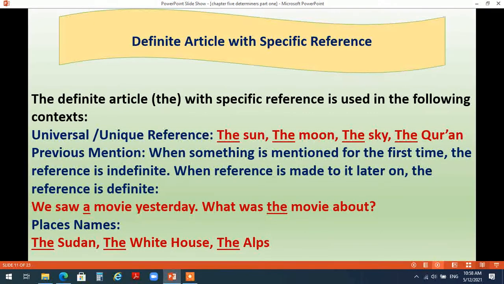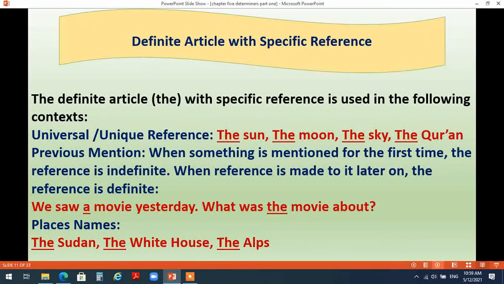If you have universal or unique reference، حين تكون الإشارة إلى أشياء هذه الأشياء تكون موجود منها شيء واحد فقط، يعني تكون أشياء فريدة ليس لها مثيل، ليس لها شبيه. For example, the sun, the moon, the sky, the Quran. نلاحظ أن كلها عبارة عن أشياء لا يوجد لها مثيل، يعني we have one sun, we have one moon, we have one sky, and we have one Quran. So this is called universal or unique reference. فبهالحالة أستخدم the definite article in this case.